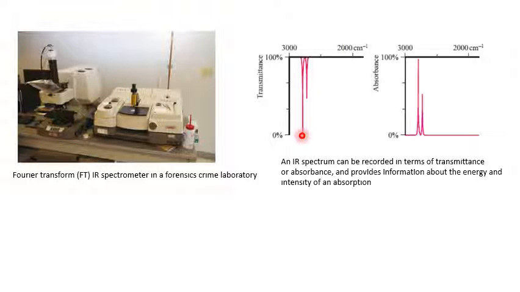Here you can see this transmittance versus wave number plot. For this peak, the transmittance is 0%, which means it absorbs 100% of that infrared light. That is why in this diagram, the absorption versus wave number plot, you see that the peak is 100%, that is 100% absorbance. So 100% absorbance means 0% transmittance.